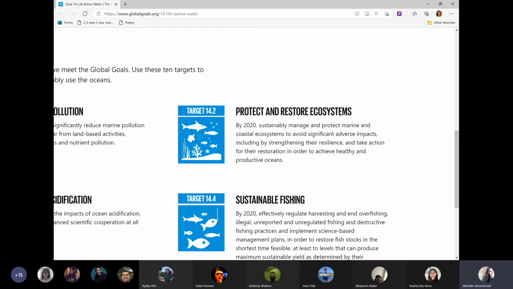You would describe the protect and restore ecosystems by 2020, sustainably manage and protect marine and coastal ecosystems, that part of it. And then when you take your specific one, like Callie's is seahorses and reproduction, she would say, I'm interested in protecting and restoring the ecosystems so that maybe, for example, seahorses don't become extinct. And we need to know about seahorse reproduction and how they work to make sure that those oceans are sustainable and seahorses continue to persist.